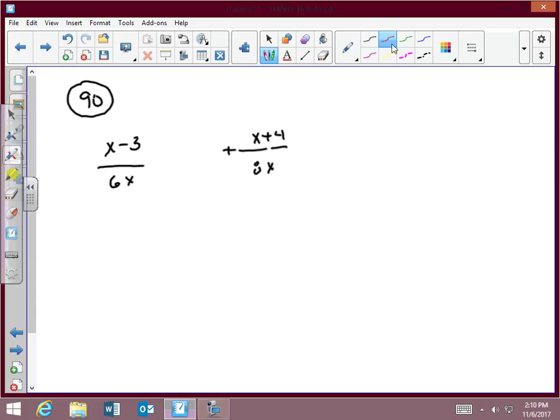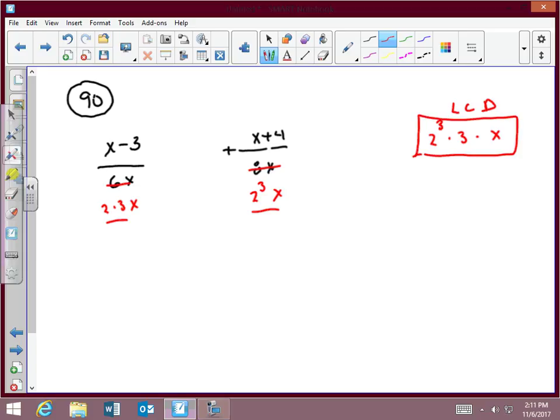Now you want to prime factor your denominators. How is the 6x prime factor? 2 times 3 times x, right? How's the 8x prime factor? 2 cubed x. Now build your least common denominator. This says you have to have a 2 times 3 times x in it. This one says you have to have 2 cubed. You don't have it, so you have to write 2 cubed. Needs an x. You got an x. Here is your least common denominator.